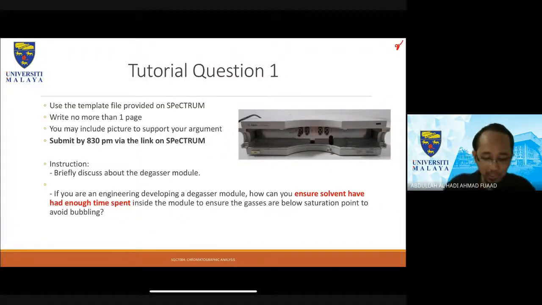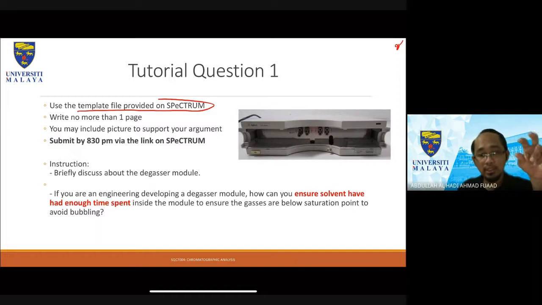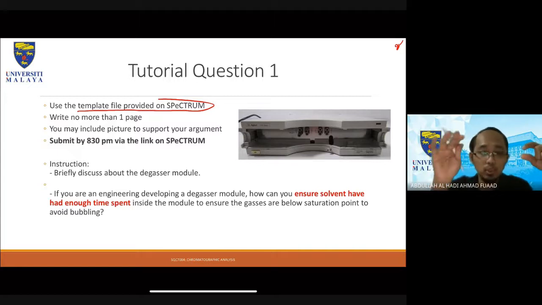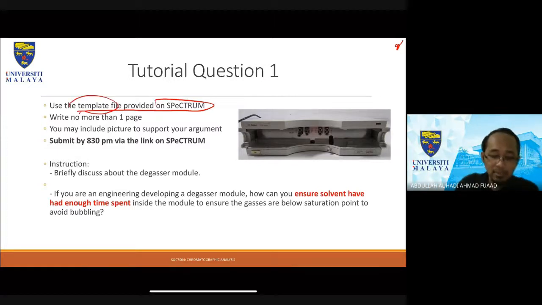Okay, that will be easier, so everybody can view. Your task is this: there's a template file provided on Spectrum. If you open Spectrum and go into our course, under the lecture notes section, there is a place where you can submit a tutorial. If you click on that, you open the Google form, and from the Google form you can download a template. I've already created and provided it for you.